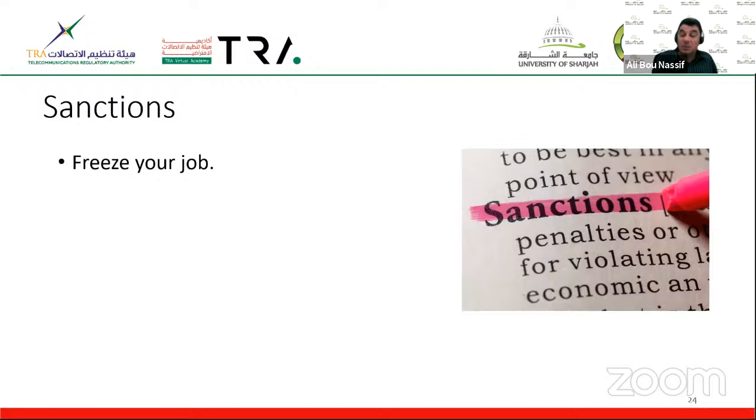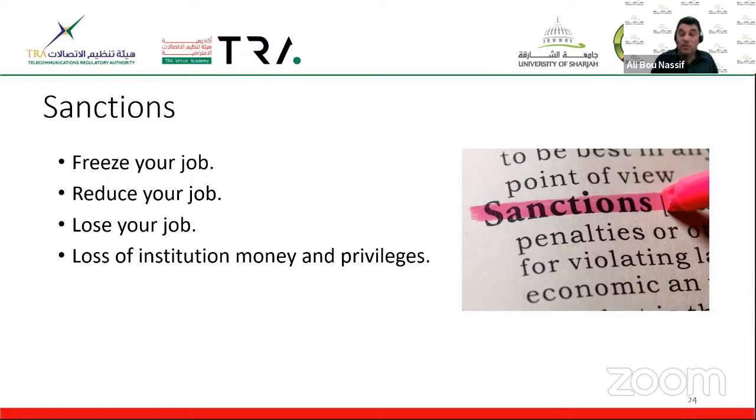Sanctions. What will happen if you show unethical behavior, or you do academic misconduct? Sanctions: freeze your job, reduce your job. You might be demoted. You might be fired from your job. Many professors were fired because of plagiarism. Some people might also file a lawsuit against your institution, not only you.